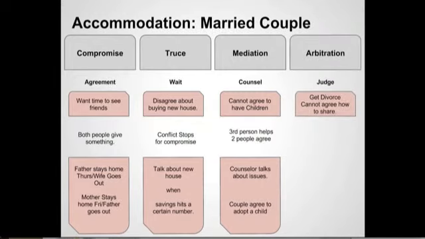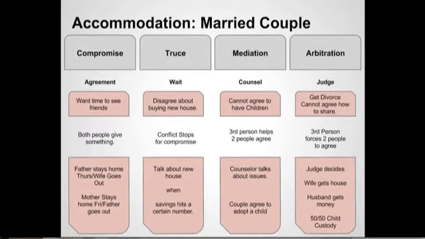Arbitration. This means there's a judge involved. And let's say the couple is getting divorced and cannot agree about how to share what they own. So they try to go to a counselor, it doesn't work. They have to go to a judge. The judge is a third person, and that person forces the wife and the husband to agree on what he decides. The judge decides, wife gets the house, husband gets the money, and both share custody of the child 50-50. No questions asked, the judge decides.